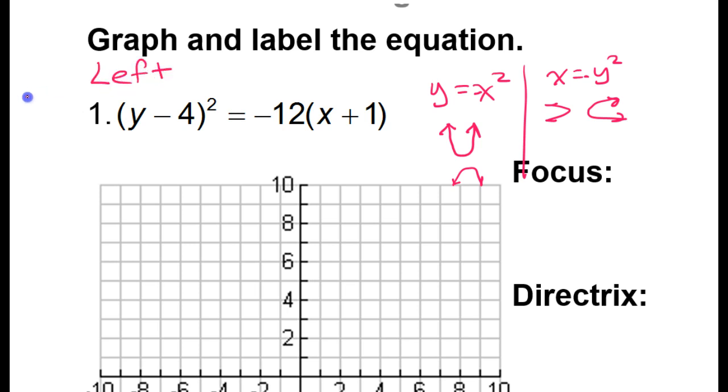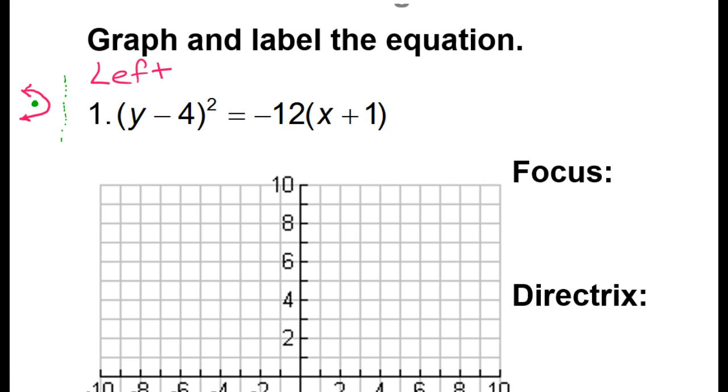And here's a little mini sketch of what's going to happen, a little thumbnail sketch. The parabola is going to open to the left. In the interior of the parabola, we will have the focus. And then off to the right, we will have the directrix. Okay, now let's make all that happen.